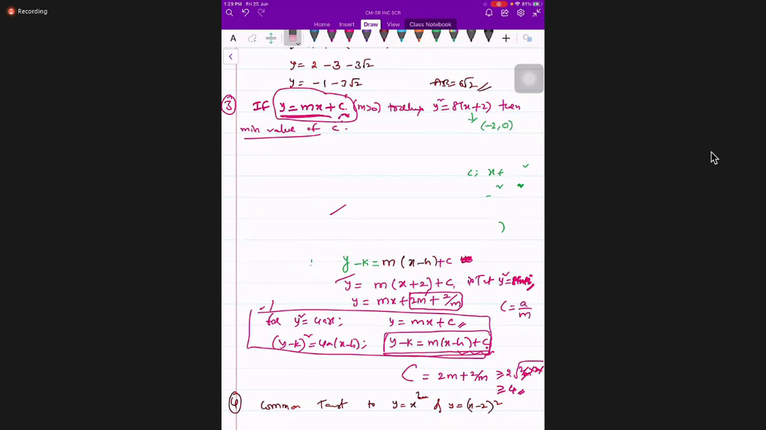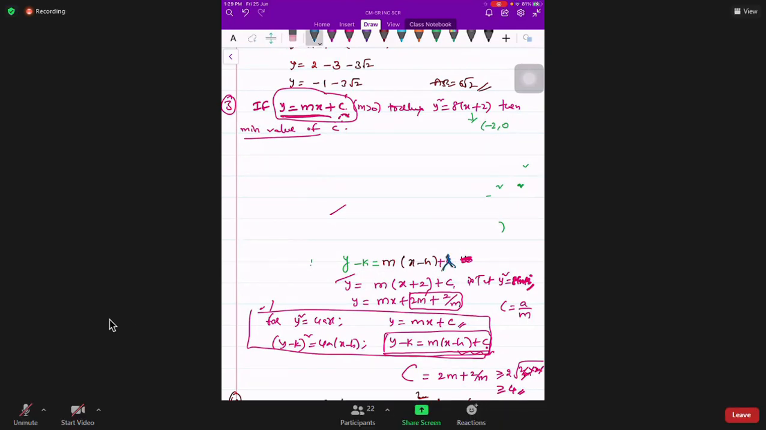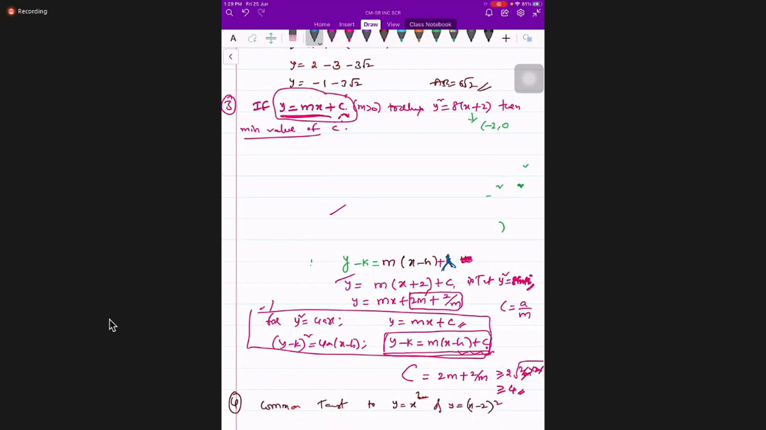Don't take C here. Okay? This one, you don't take C, take something lambda. Okay, students? Now what is that lambda value? 2 by m. Okay? That C is 2 by m.